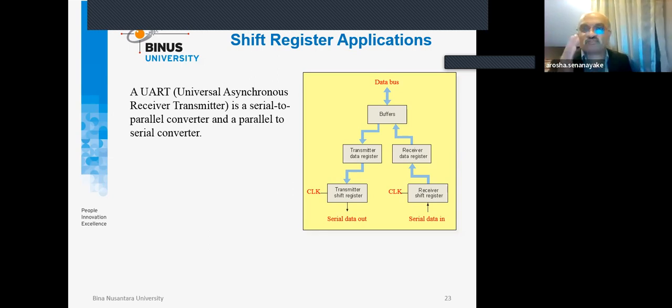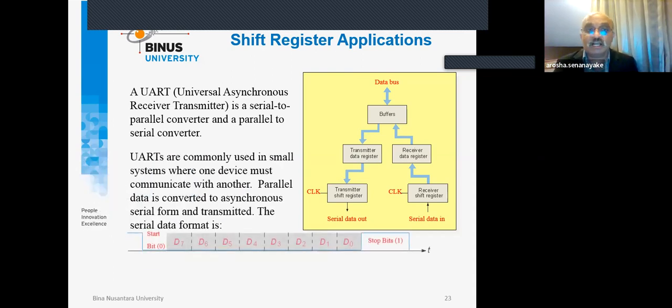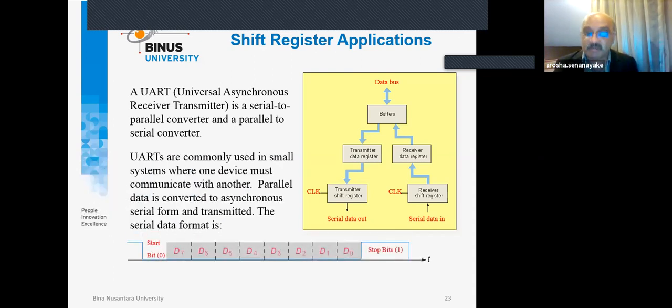UART always transmits 1 bit at a time, and then we have to use a shift register inside for serial in, parallel out. Serial in, parallel out. That's what we have seen previously.